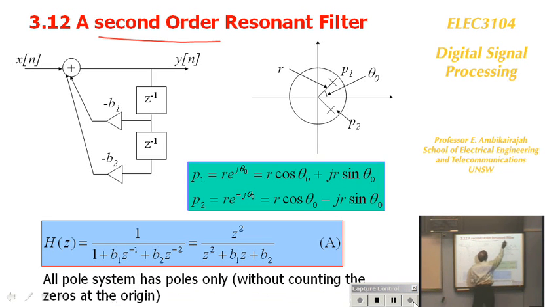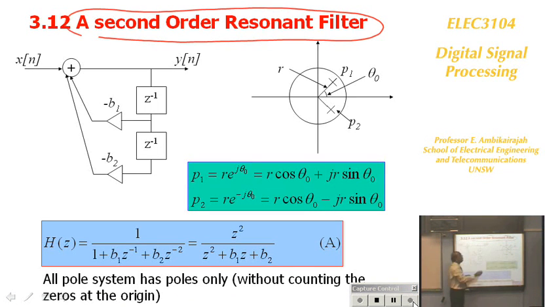We now come to second order resonant filter. We have done this before. It's a resonant filter. So basically, what is resonant? We know that we must have complex poles at an angle theta there. This position is theta equal to 0. This position is theta equal to pi. Remember? Right. So how do you write an equation?